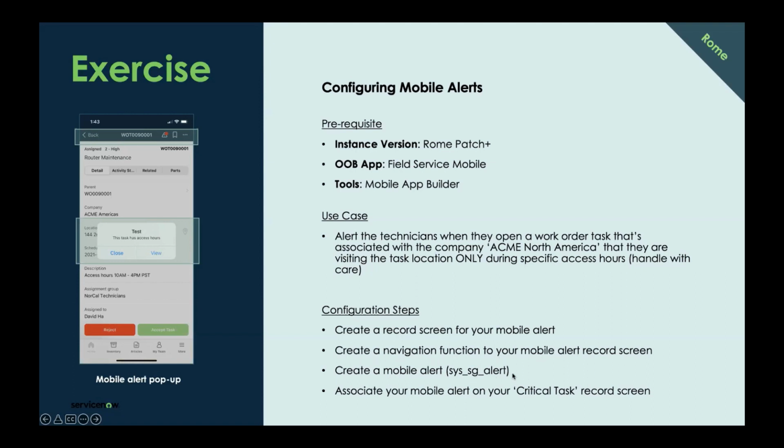And then third, there's this new table that you create a record on. It's called a mobile alert. That mobile alert is basically that pop-up module in which you can control the title and the short description. And then lastly, we'll just associate this mobile alert to whatever list screen that we want. But we'll apply this to our work order task screen. Okay. So let's go ahead and jump in and get started.